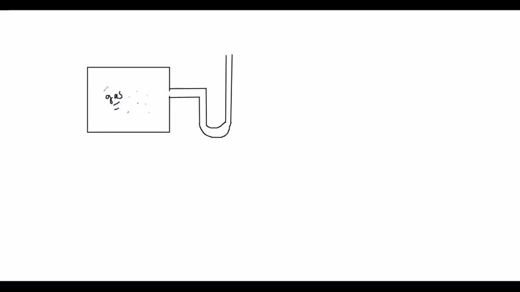So these are the gas particles. And here is a particle of air. And it is filled with a liquid. The liquid which you use can be mercury, it can be alcohol, it can be water. And what you observe is that the levels are different, not the same.